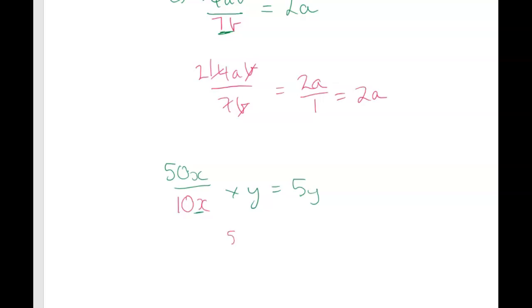Okay, so just checking our answer. The 50 divided by 10 gives us 5, so that simplifies to 5 over 1 if you wanted to write it like that. And the x's cancel out. And then we've got times y. And remember, we don't write algebraic expressions with a multiply sign. We just leave it as 5y.